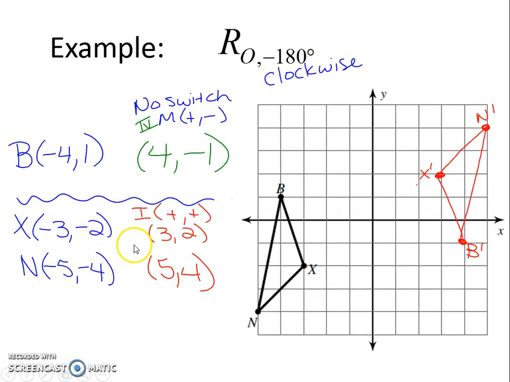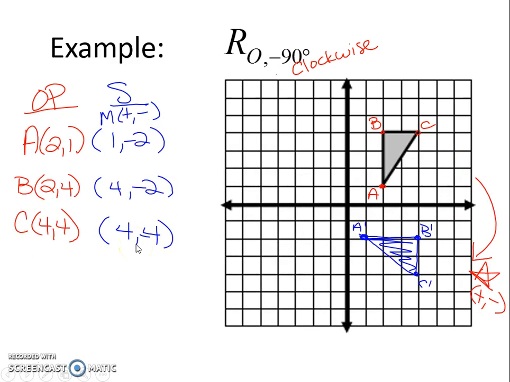So basically 90 is switch X and Y, and then look where it's going to be ending up. If it's negative, clockwise, positive, counterclockwise, and you decide which quadrant it's going to be. Look at the signs on the quadrant and put those signs for X and Y.